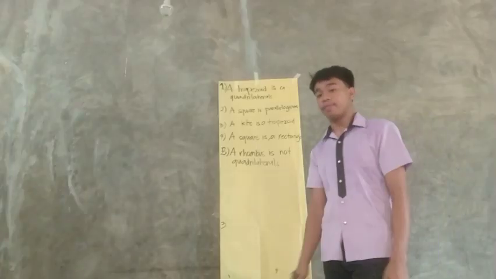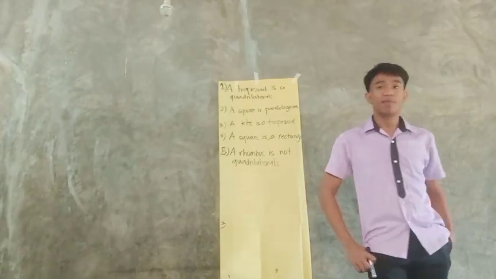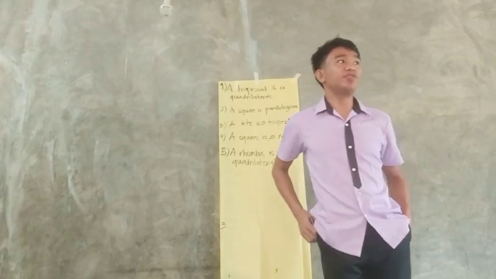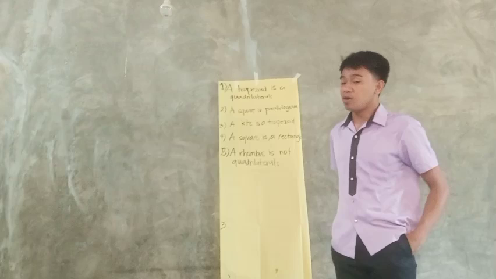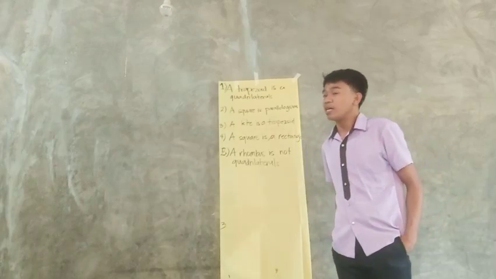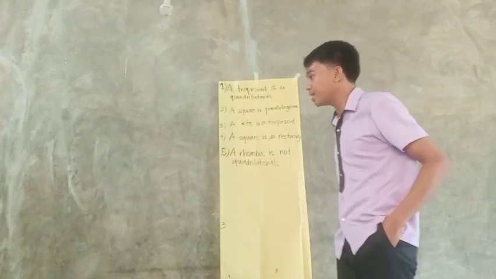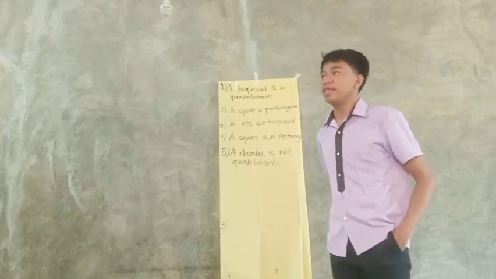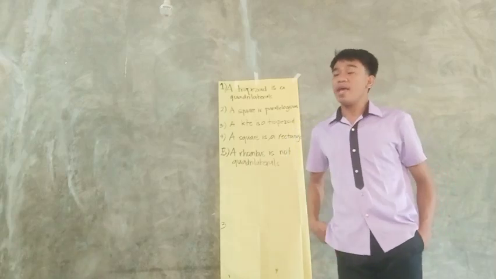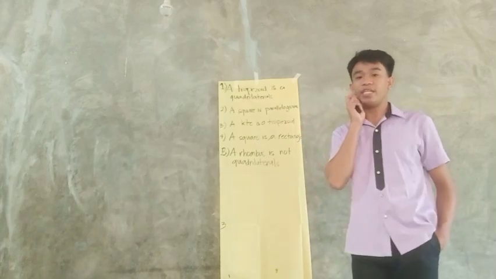For your next activity, it will be called Fact or Bluff. But before that, I want to share some points. Just remember that quadrilaterals are also important in our lives because quadrilaterals have many uses. They are used in architectural structures, like buildings and our houses. Everything around us has a quadrilateral shape. Now, let's proceed to your activity.